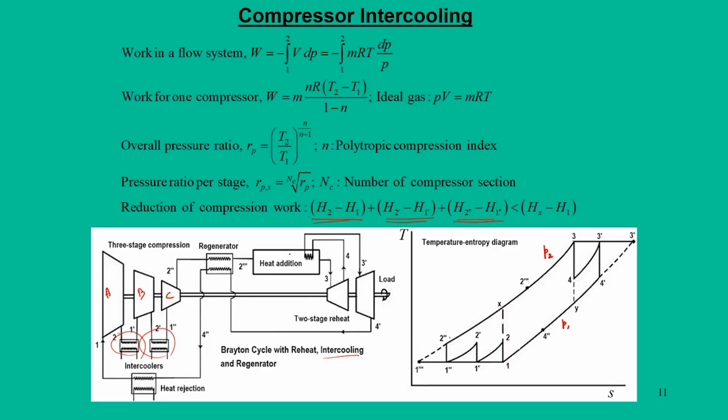So, an expression can be found for the pressure ratio per stage. If your overall pressure ratio is Rp, that means that much pressure ratio you want to achieve through this compression process, then the pressure ratio per stage, Rps, is Rp to the power 1 by Nc, where Nc is the number of stages. So, that is the idea of how you achieve the pressure ratio per stage.